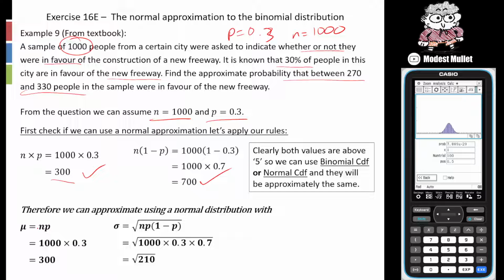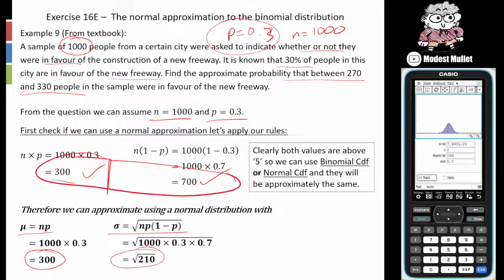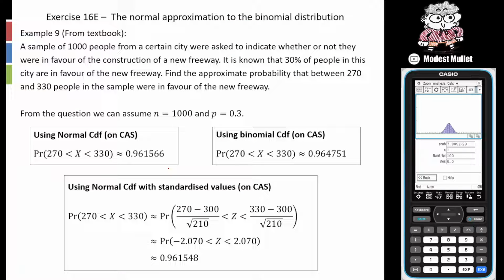And we want to calculate our mean and standard deviation. Our mean is 300, which makes sense from 0.3, and our standard deviation is going to be the square root of 210, and we'll just leave it as that for now. Just following those two equations on from the last line. Only use these equations if we get success for these requirements.